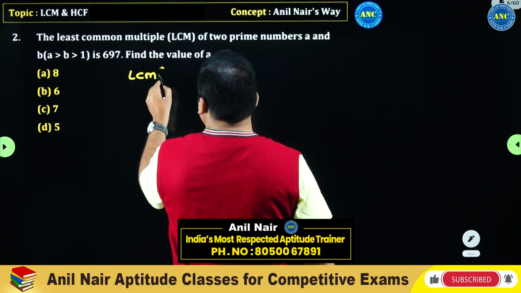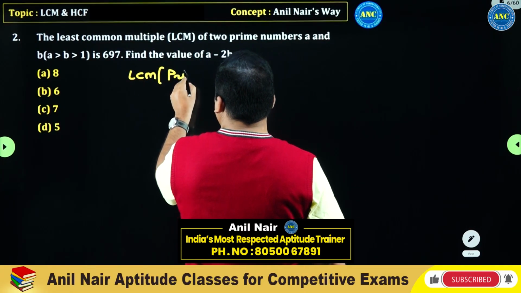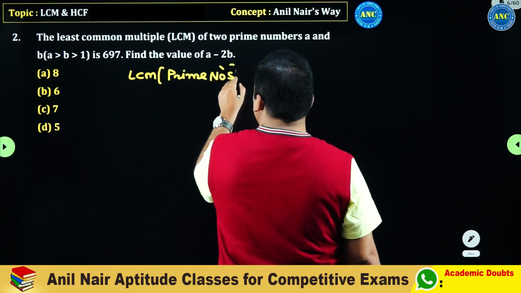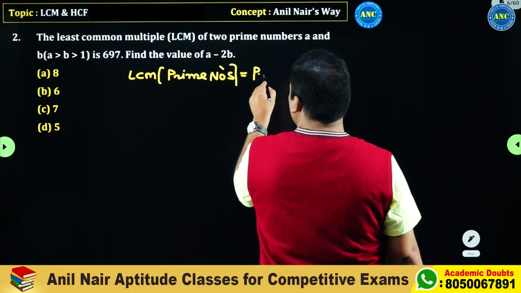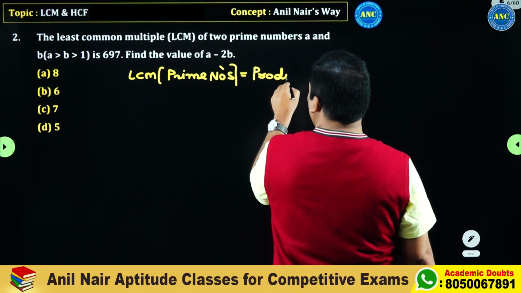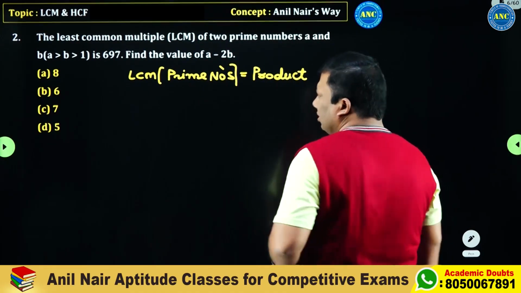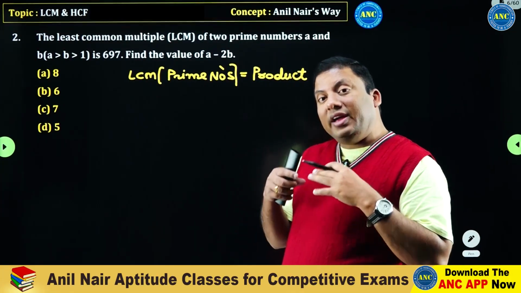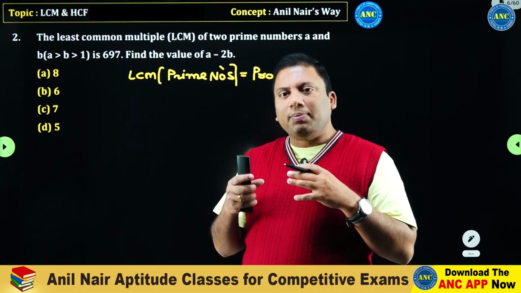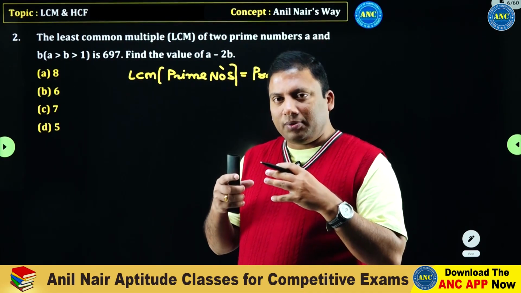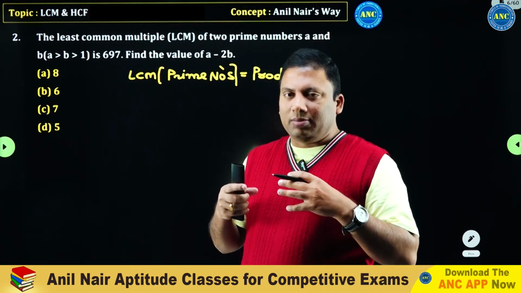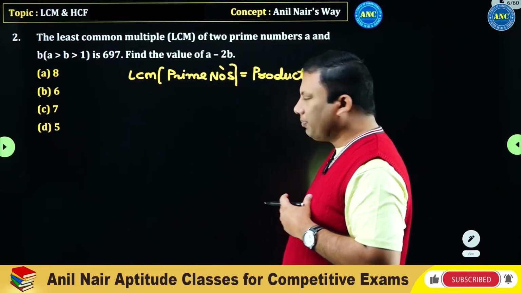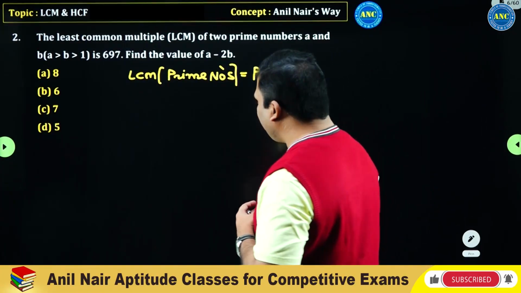LCM of prime numbers is always their product. Sir, why is it their product? Any prime numbers, if you take them as input, are co-prime numbers. There will be no common factor other than 1. So the LCM of prime numbers is always their product.